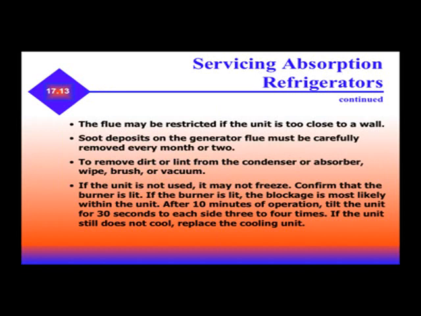The flue may be restricted if the unit is too close to the wall. Soot deposits cause problems as well. They need to be removed every month or two. Use an absorber, wipe, brush, or vacuum to do this.